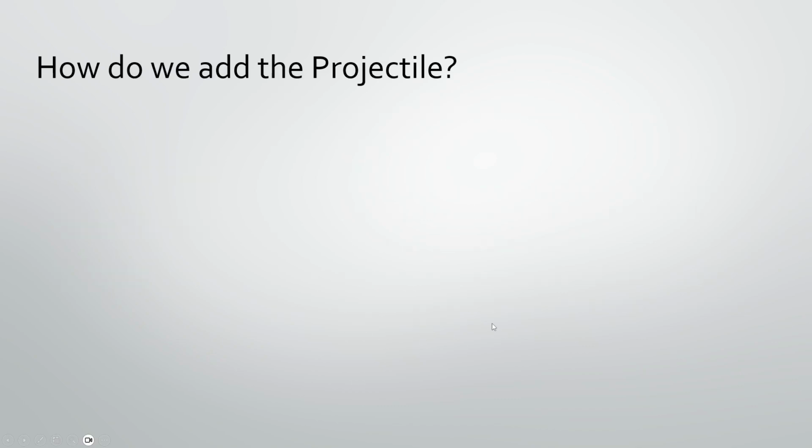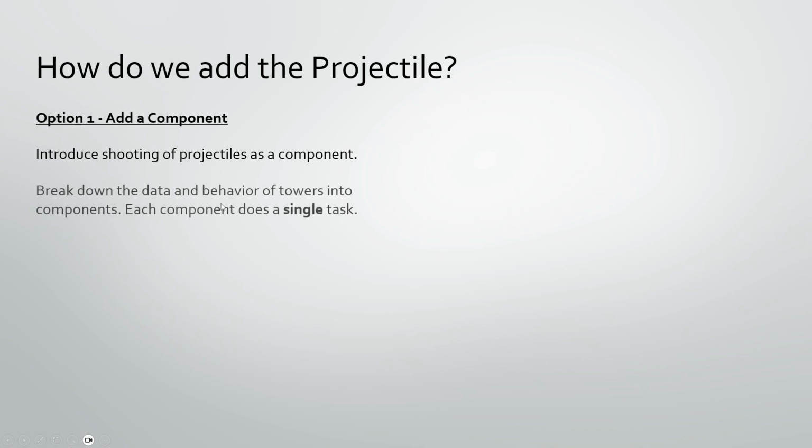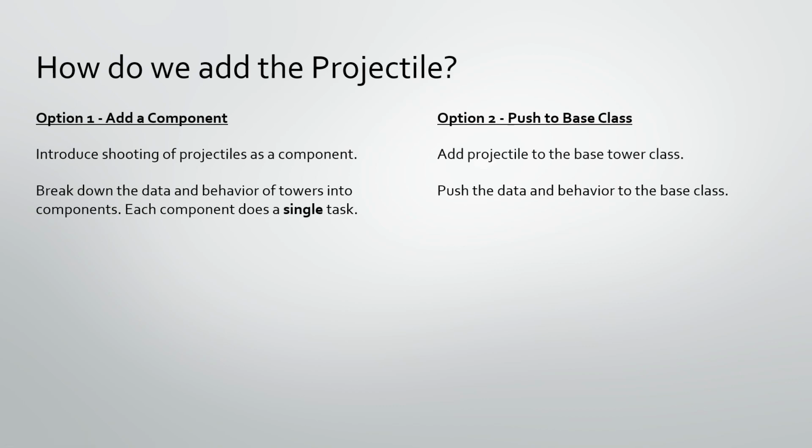Now, how do we add the projectile? So there's another question for you guys. Una, create a component. Introduce shooting of projectiles as a component. Break down the data and behavior of towers into components. Each component does a single task. So, component system ito. Or, option 2, push to base class. So, add projectile to the base tower class. Push the data and behavior to the base class.